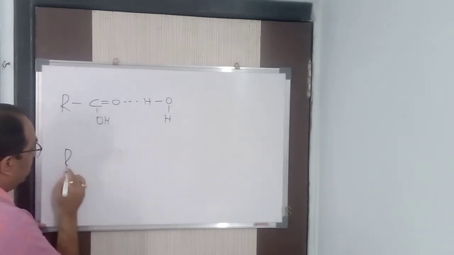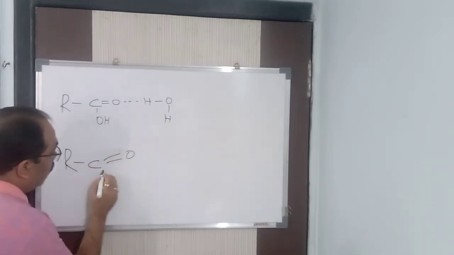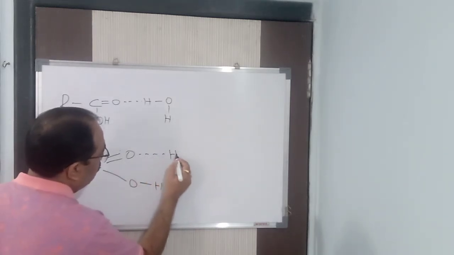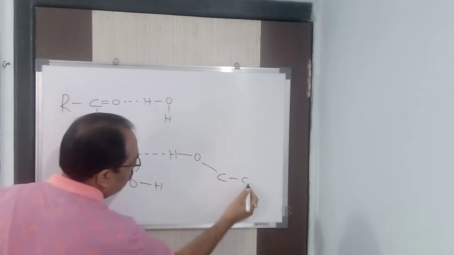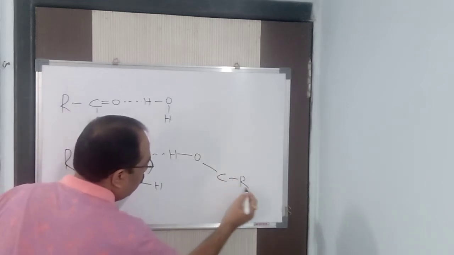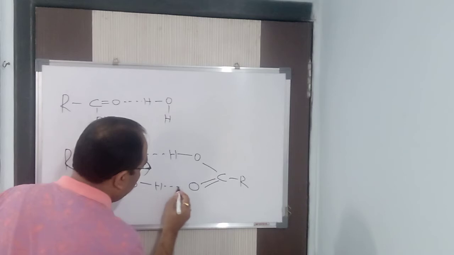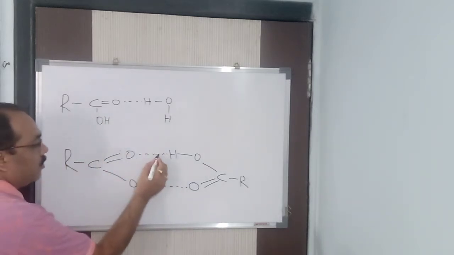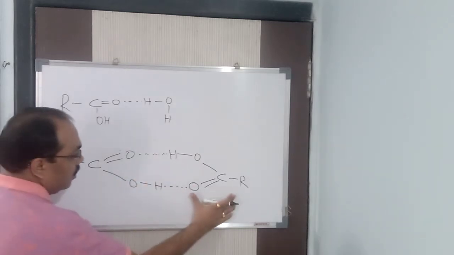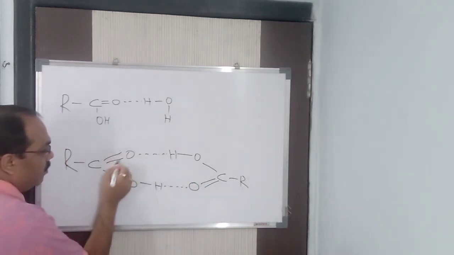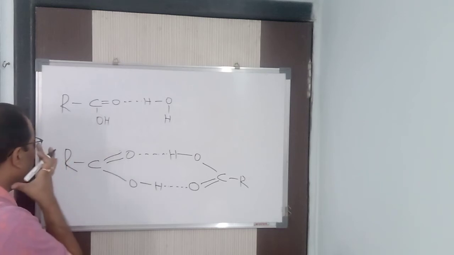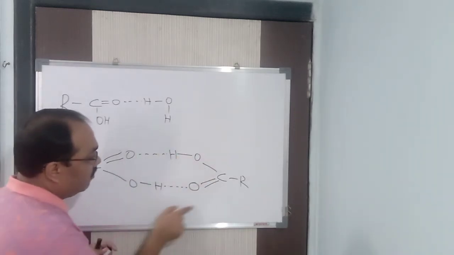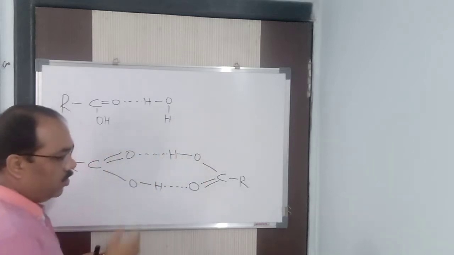Let me write it properly, this one, RCOOH. Now you see here, another molecule, that is acid molecules, carboxylic acid molecules, also forms a dimer. It forms a dimer with, this is one carboxylic acid, this is another carboxylic acid. So it forms intermolecular hydrogen bonding with this oxygen atom as well as with this oxygen and hydrogen atom. Hence, it results in the formation of dimer, that is association of molecules.